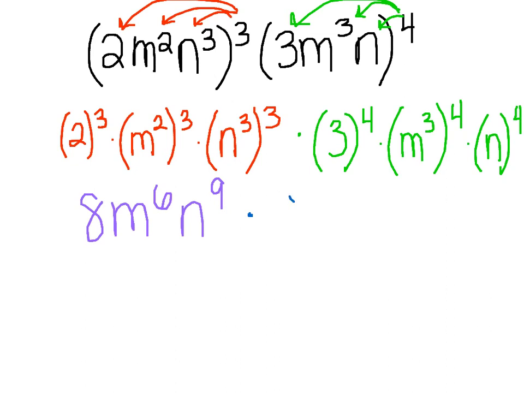Well, we now need to simplify our answers, and we get 3 to the fourth, which is 81, times m to the third to the fourth, keep my base, multiply my exponents, so m to the 12th, and n to the fourth.